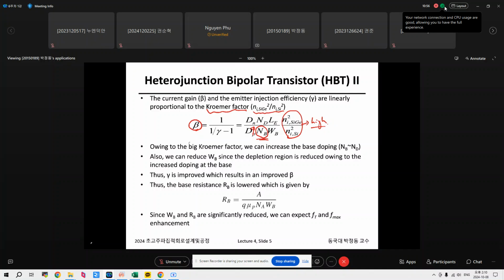So the base resistance RB is reduced, because RB is just what? It is one over sigma, times area, times length, right? This length is the base length. This is actually inverse. So this is sigma. If you increase the Na, then RB is reduced quite a lot.